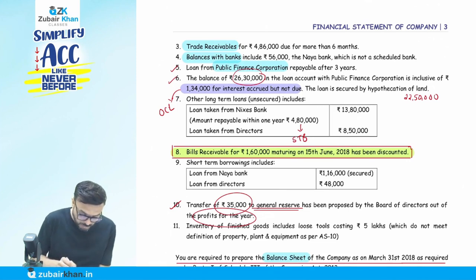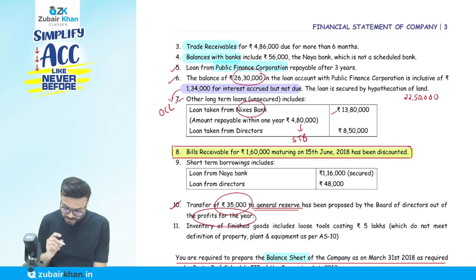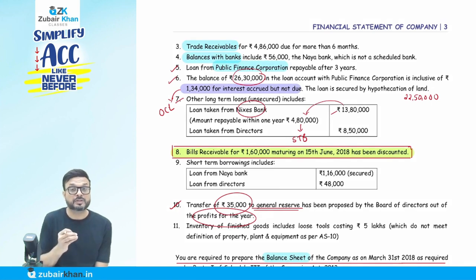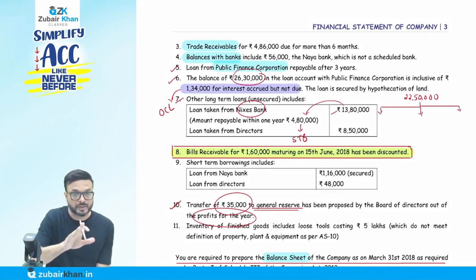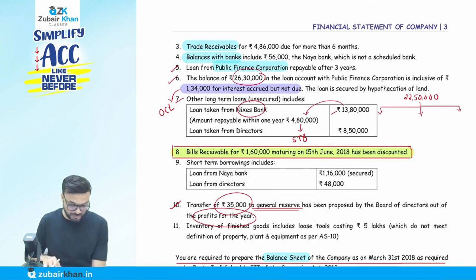But they say that out of this, the loan taken from Nexus Bank is 13,50,000, and out of this 13,50,000, 4,80,000 is payable within 1 year. So let me bifurcate. First listen carefully, then you can pause the video and write it down.